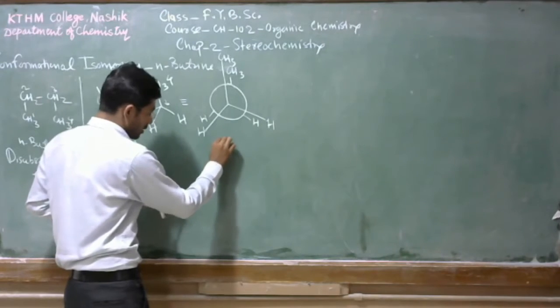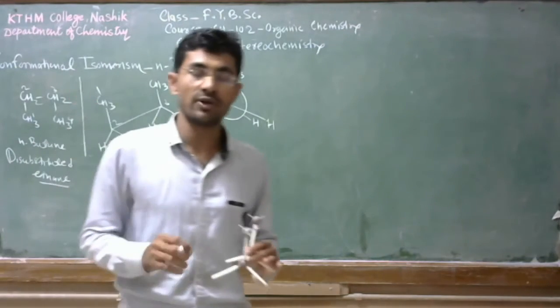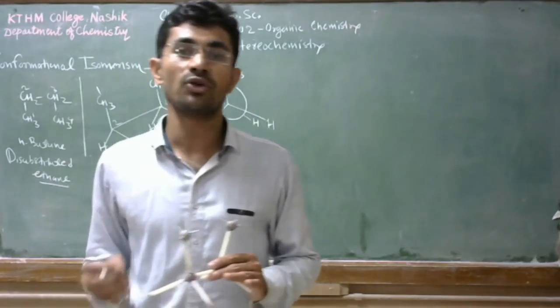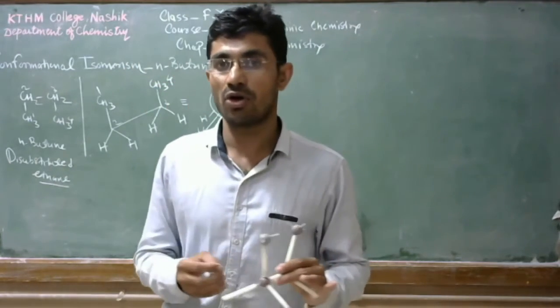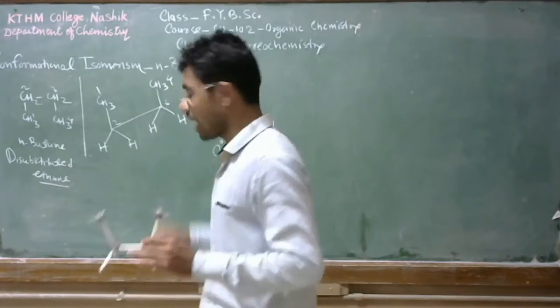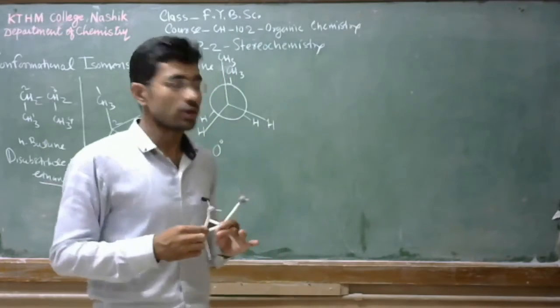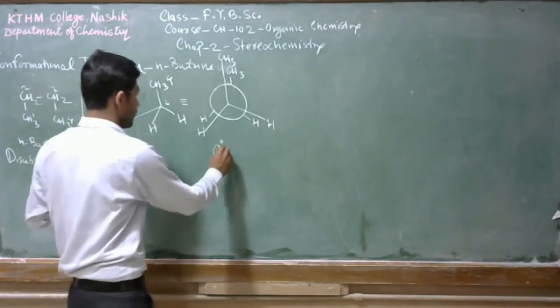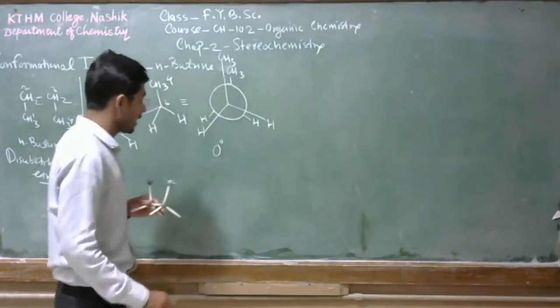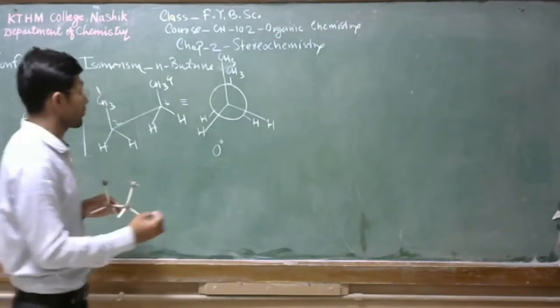For this zero dihedral angle, you know very well that the dihedral angle is nothing but the angle between two non-bonded groups, or two non-bonded hydrogens. Here we can observe zero dihedral angle between the two methyl groups. So the dihedral angle is 0, and this is the first conformational isomer possible for n-butane.